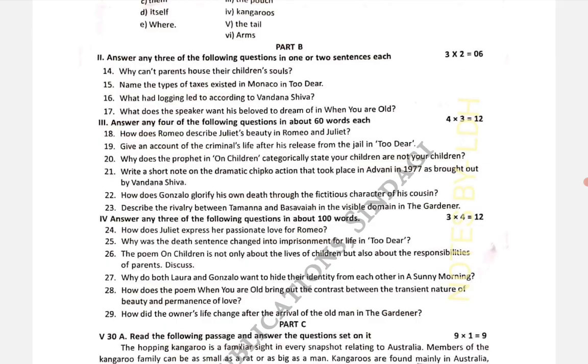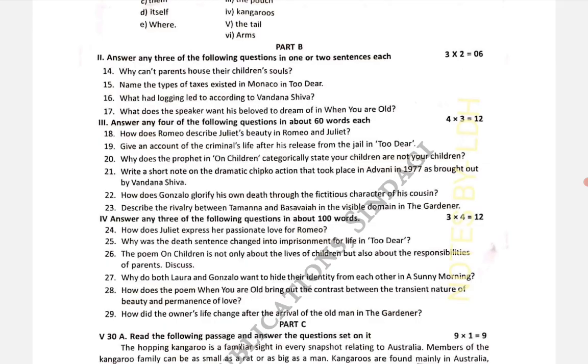Why can't the parents house their children's souls? So this is from On Children. You have to write the reason. The reason is that the children's souls dwell in the house of tomorrow. They can house their bodies, but not their souls. Next, name the types of taxes that existed in Monaco. So they had poll tax, and tax on wine and spirits. So like that you have to write.